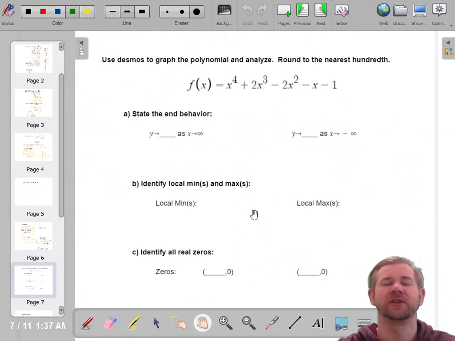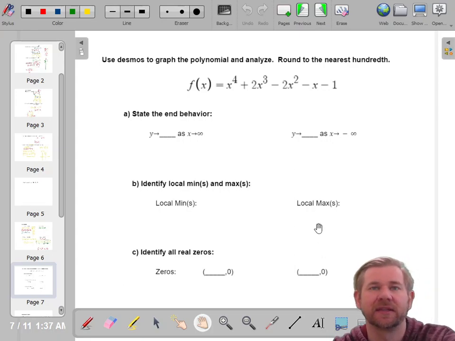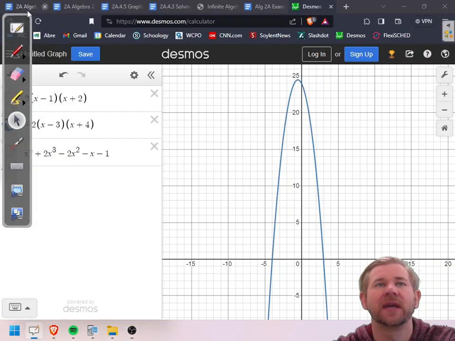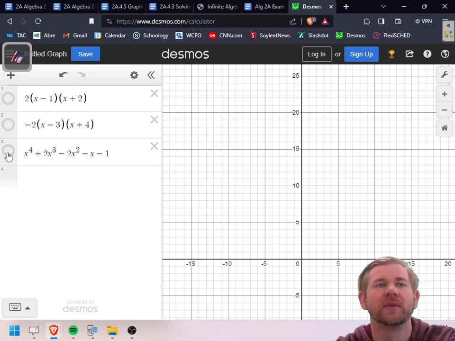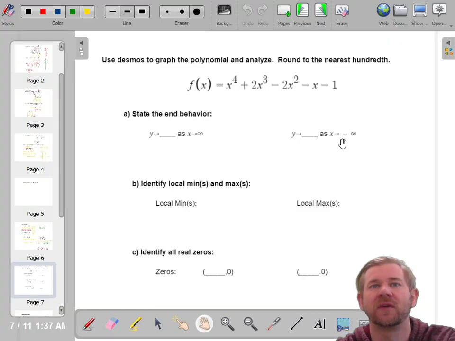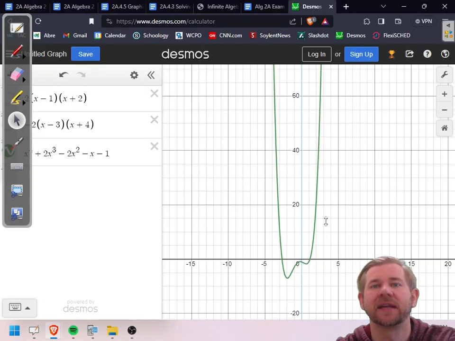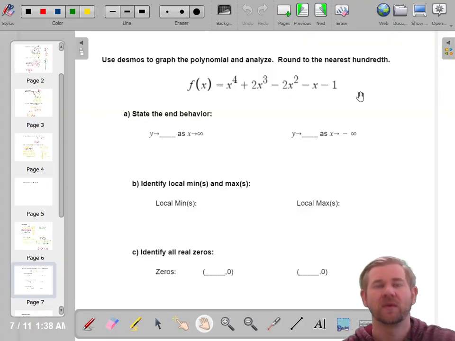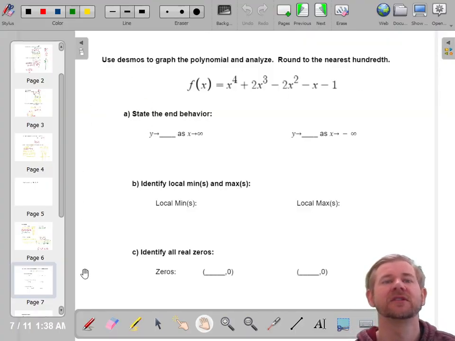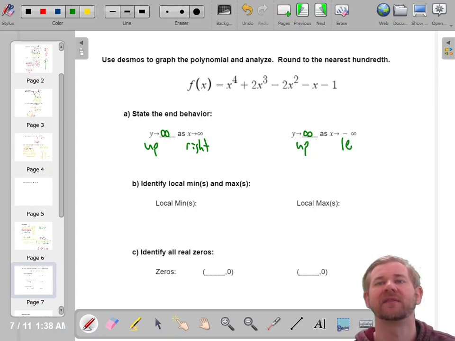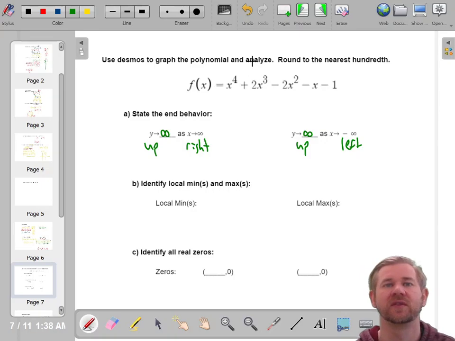All right, use Desmos to graph the polynomial and analyze. Okay, let's use Desmos. We got it right here. What do we need to know? We need to know, first of all, end behavior. It looks kind of like a W. So that means it's going up on both ends. So we'll say y goes to infinity as x goes to infinity. This means up and right and up and left. So it's going up on both ends, so both of the y's go to infinity.